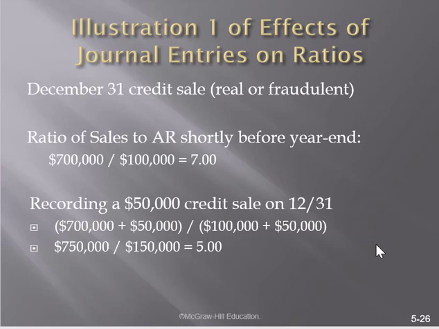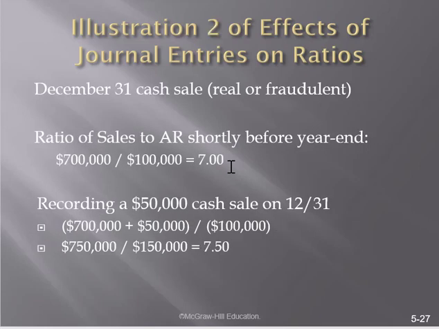So, journal entries and the effects of journal entries on ratios. Ratios are very important and they're used in the audit to look at risk. Here is an illustration of how a transaction can adjust a ratio dramatically. On December 31st, they have a sales credit, and then they determine whether it's a real or fraudulent entry, because prior to this entry, the ratio of sales to AR was a 7. After the entry, which was $50,000, it adjusted that ratio to a 5. And so it had a huge impact.